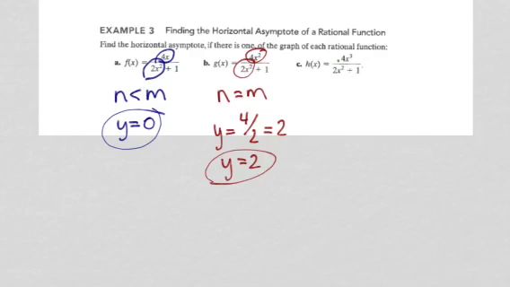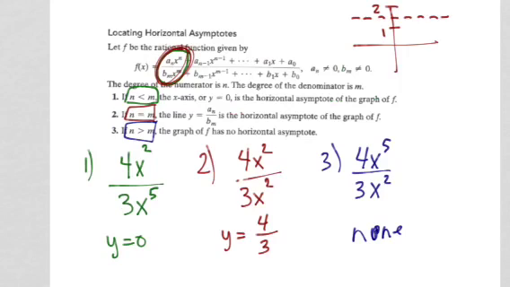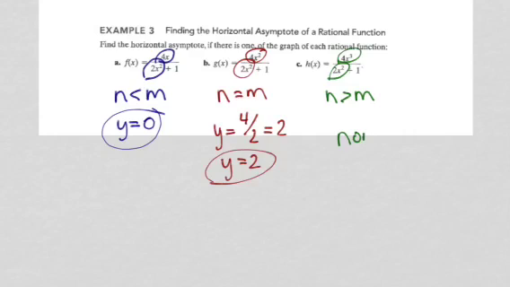All right, last one. We see these exponents here, and this would be one where the numerator has a greater exponent than the denominator. If we go back over here, that's that 3rd line, and that means that we have no horizontal asymptotes. There are none.